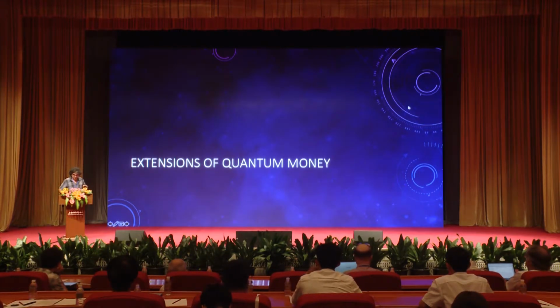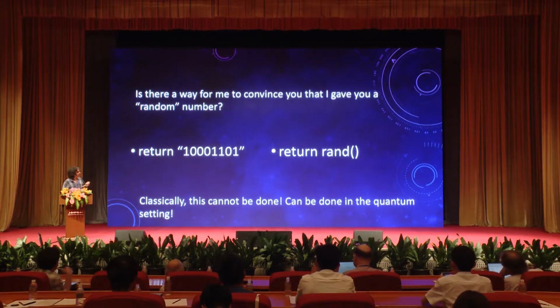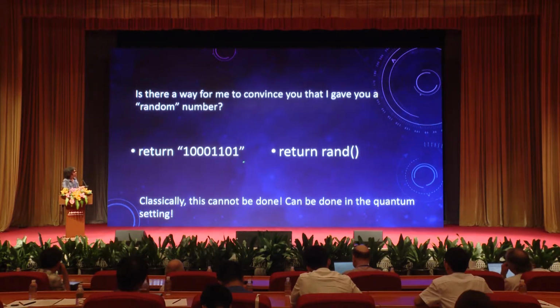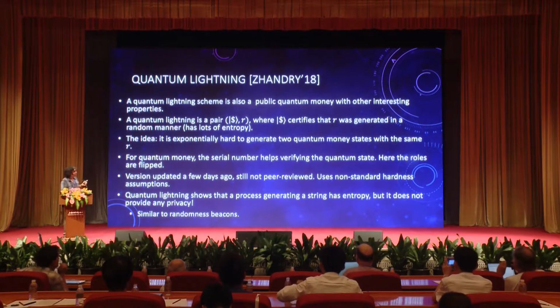So I'm going to very briefly mention a few extensions of quantum money, since I don't have too much time. I think this development is very exciting, and it deals with randomness. As we've seen in Thomas Vidick's talk and many other talks, suppose I give you a number 10001101. You cannot tell whether I used a pseudorandom function to generate it or really gave you a random number. Classically, this cannot be done. But fortunately, in the quantum case, this can be done using a recent construction called quantum lightning. It could be viewed as quantum money on steroids.